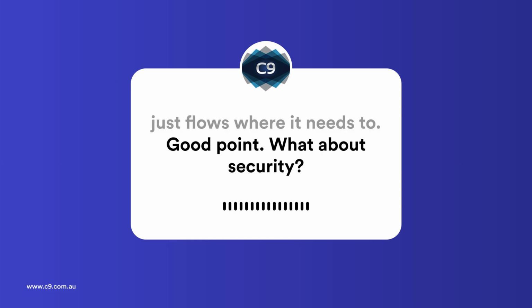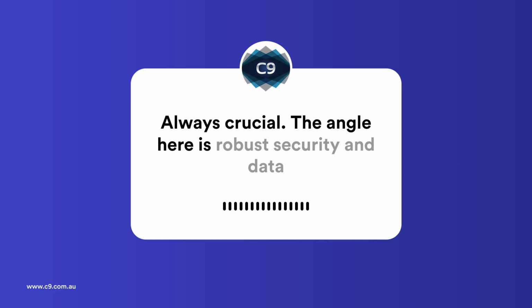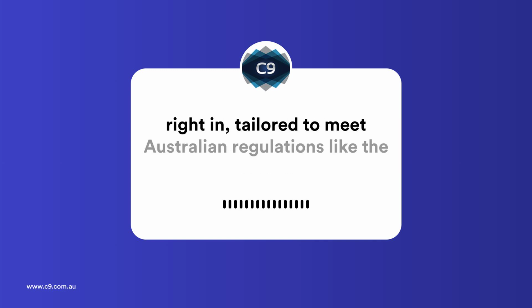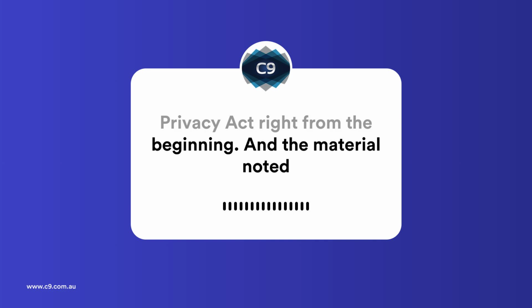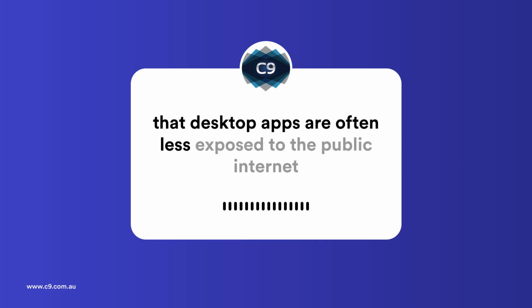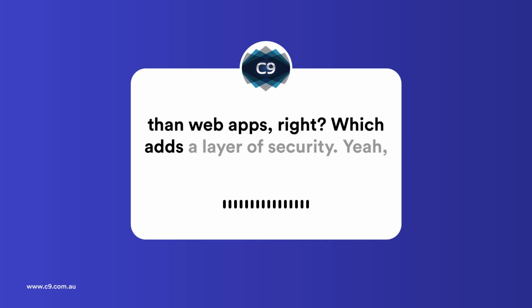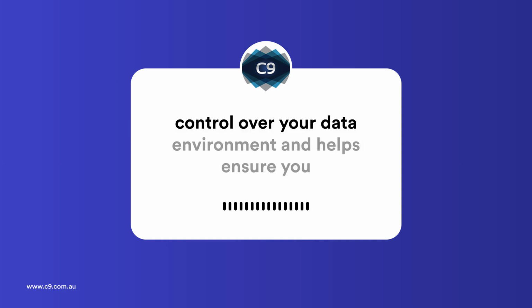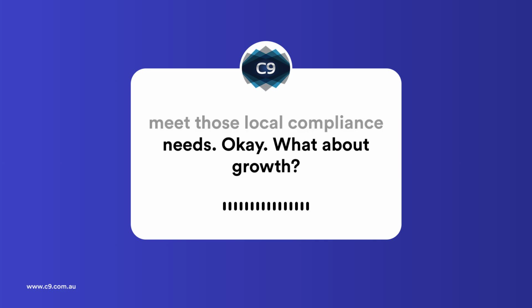Good point. What about security? Always crucial. The angle here is robust security and data protection compliance. You can build specific security features right in, tailored to meet Australian regulations like the Privacy Act, right from the beginning. And the material noted that desktop apps are often less exposed to the public internet than web apps, right? Which adds a layer of security. Yeah, potentially a smaller attack surface. It gives you more direct control over your data environment and helps ensure you meet those local compliance needs.